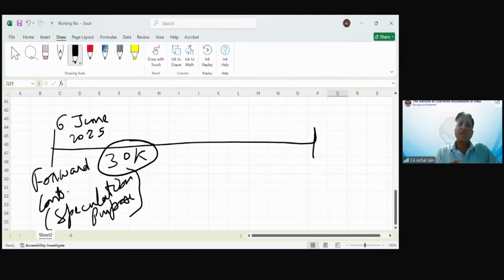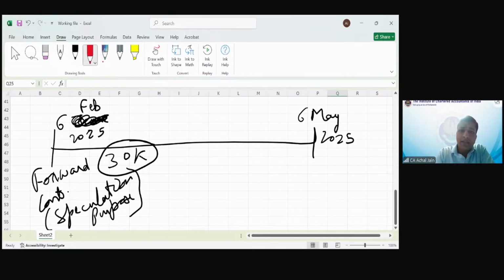Now, in this case, if let's suppose we consider a period of 3 months, so within the financial year, it will get over. So let me just change the date. Let me just make it, say, for example, 6th of Feb 2025. Now, let's suppose this contract has to end on 6th May 2025. So in between, there will be a reporting date on 31st March 2025. So on this date, company will have to get its fair valuation, or you can say MTM, done.